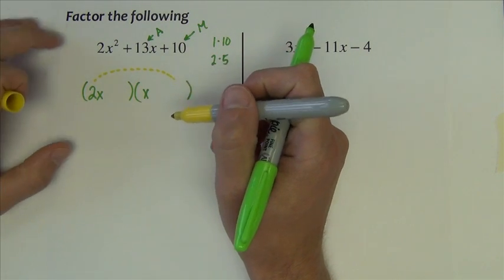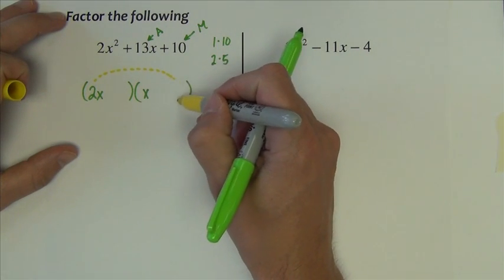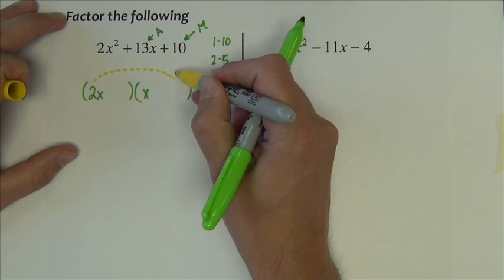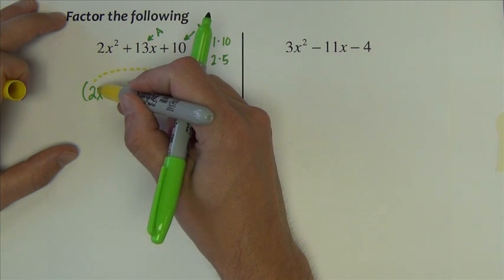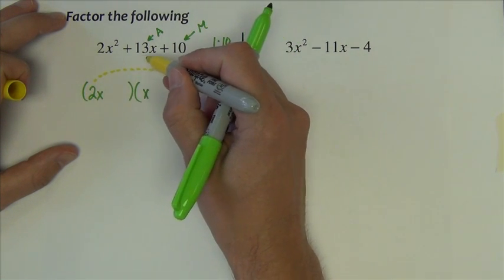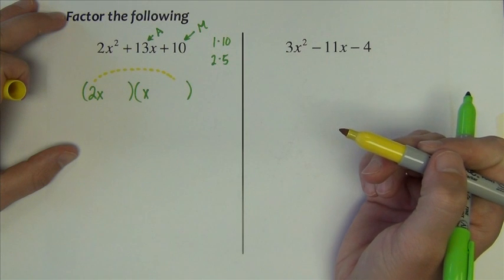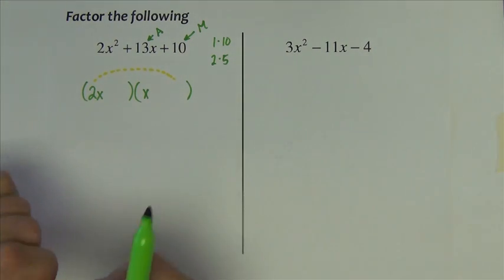Think of your FOIL product. Whatever number I set in this spot right here is going to be multiplied by 2, and that accounts into the addition to get to 13. Okay.